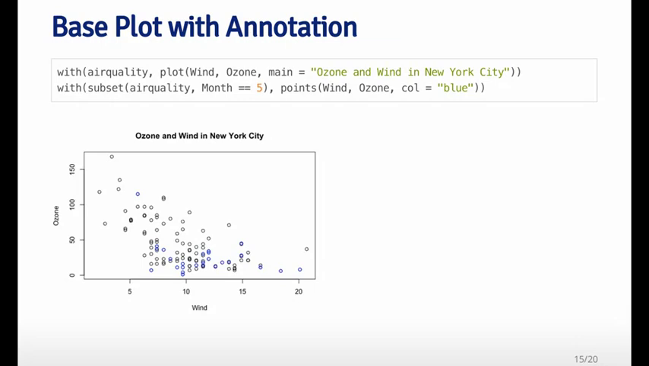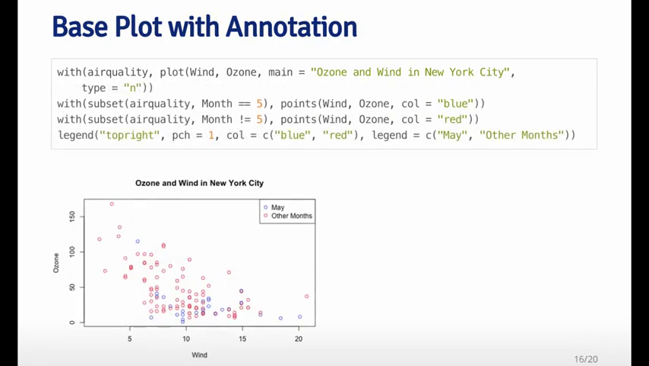But then what I want to do is plot all of the data points that are in the month of May a different color. And so what I do is I subset the data frame just to include the observations where month equals 5. And then I use the points function to re-add points, but this time color them blue. So you can see in the plot below that there are a subset of blue points, and those correspond to the data points in the month of May.